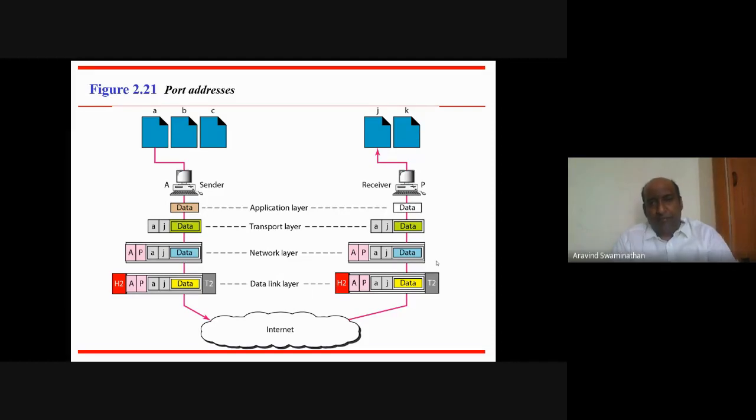So we can see here the application layer and the transport layer. In the application layer we call the data as data. Then we have the transport layer, where there is a small a and j. The ports are getting added in the transport layer, and in the network layer, what are we adding?